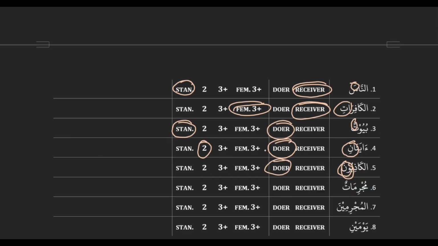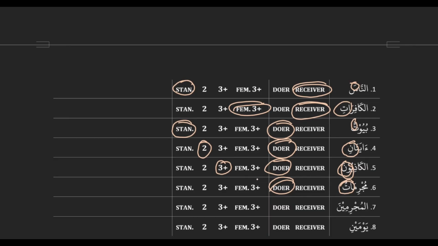Mujrimatun is our label, and that is a doer. Tell me what the base word is here. Mujrim. So what do we have on top of the base word? Atun. So atun is our label. And ani, una, atun, that's a doer label, and that is feminine plural.